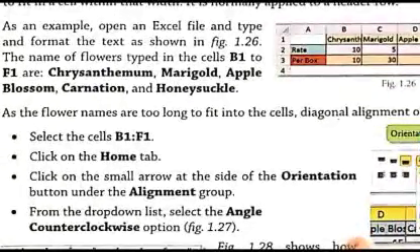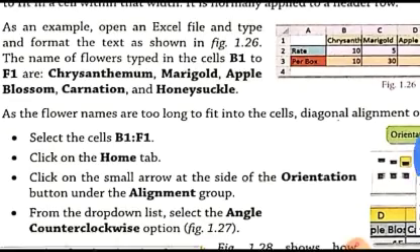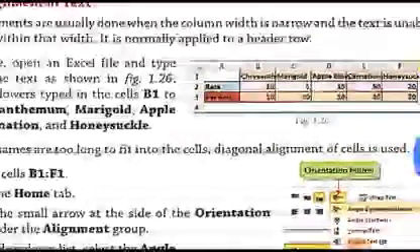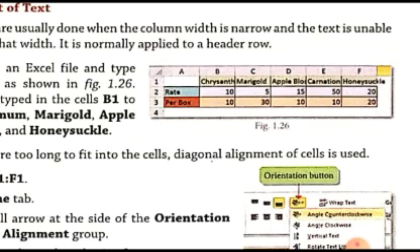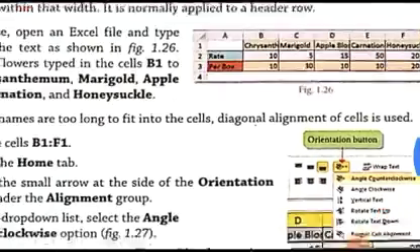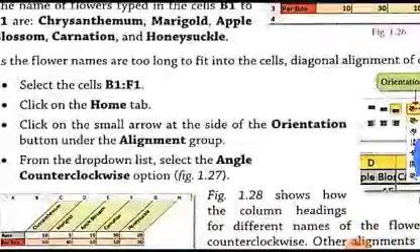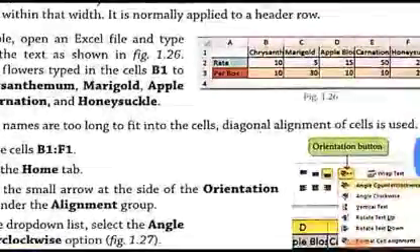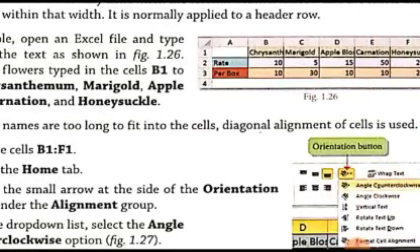Okay, all these are different names of flowers. As the flower names are too long to fit, you can see that most of the flower names are very long and we are not able to fit them properly in the cells. The text is going out of the cell boundaries because it is too long. So we are going to use diagonal alignment so that the text can properly fit into the cell.